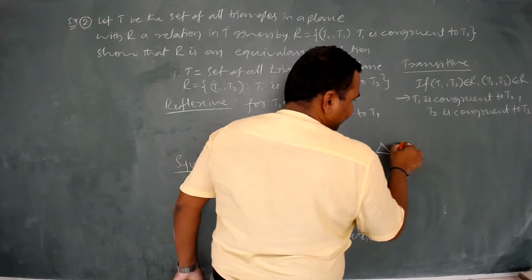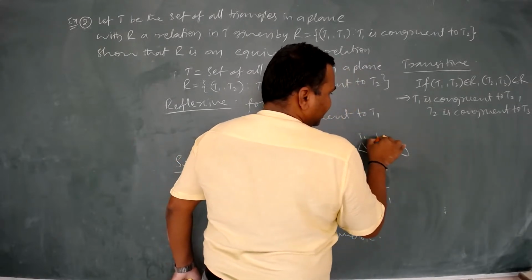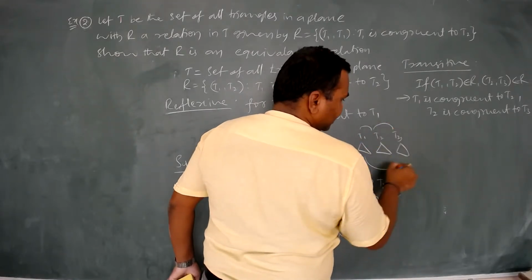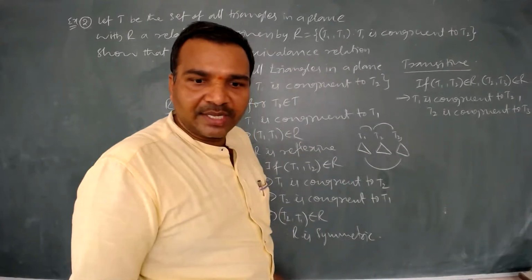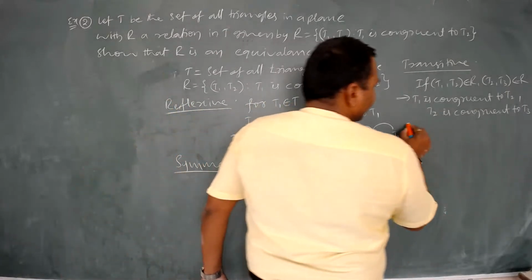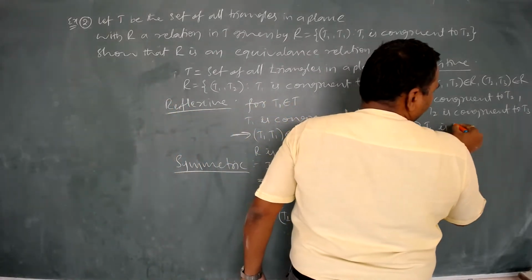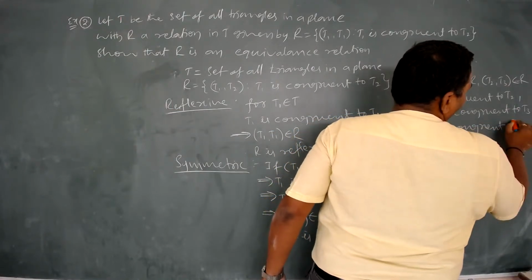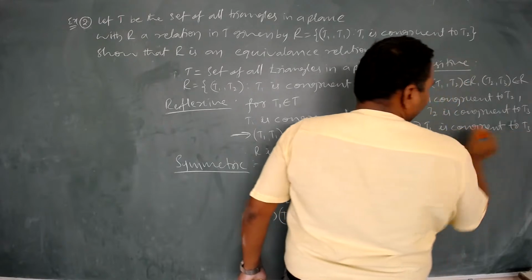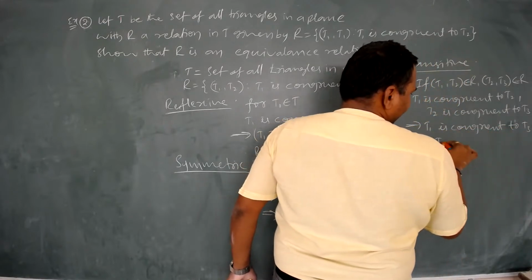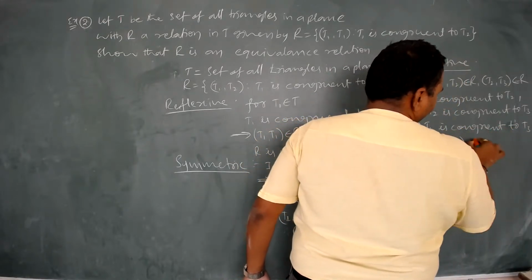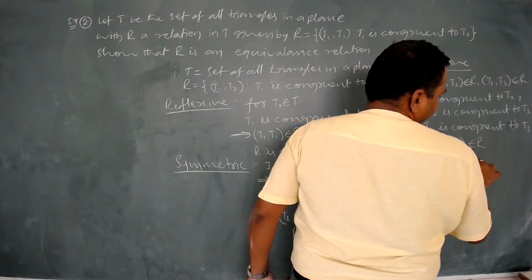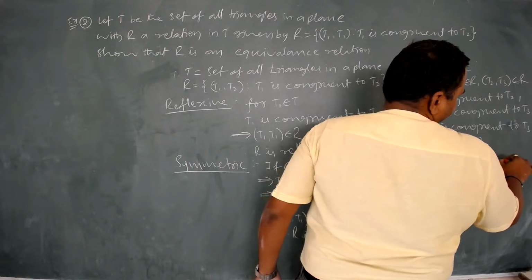This is first triangle, second triangle, third triangle. T1, T2, T3. These two are congruent. These two are congruent. Means compulsory, these two also congruent. Okay. So we can say T1 is congruent to T3. (T1, T3) satisfies the condition. (T1, T3) belongs to R. Therefore, R is transitive.